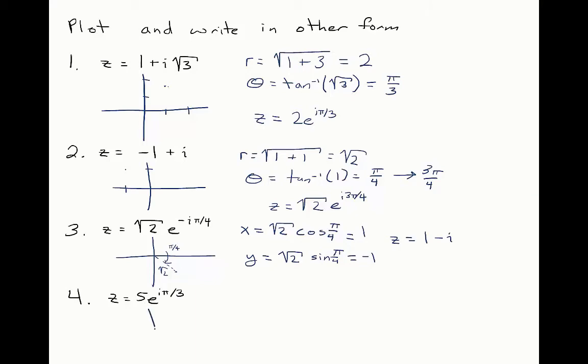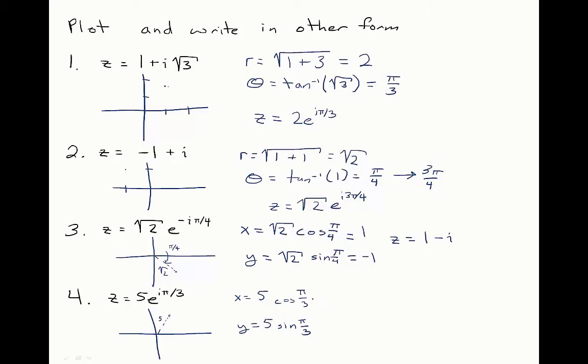Okay, last one. So this one's in the first quadrant. Pi over 3 is about here. And this is 5 long. Okay, let's find our x component. So our real part is 5 times the cosine of pi over 3. And our imaginary component is 5 times the sine of pi over 3.